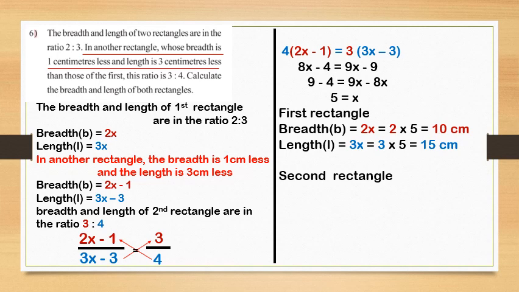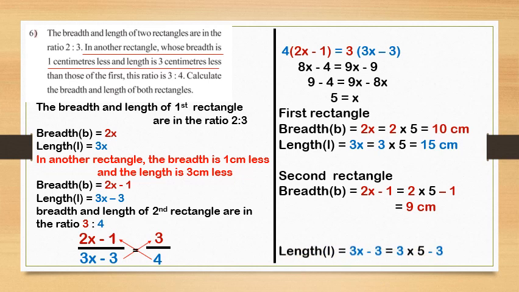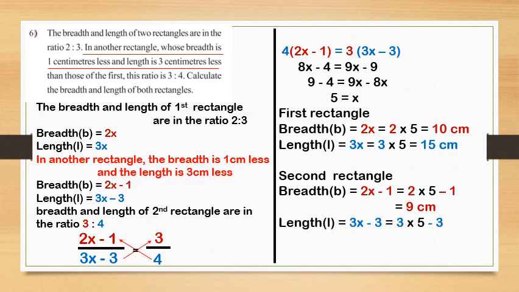In the second rectangle, breadth equals 2x minus 1. When we substitute x equal to 5, we get 2 into 5 minus 1, which is equal to 9 centimeters. And length equals 3x minus 3. When we substitute x equal to 5, we get 3 into 5 minus 3 equal to 12 centimeters.